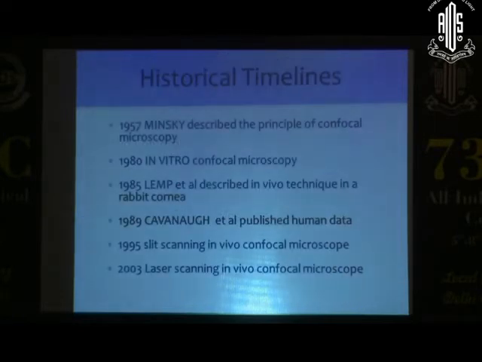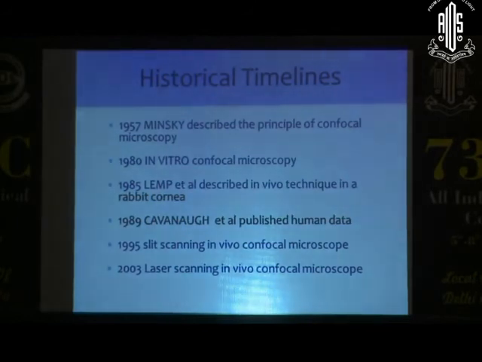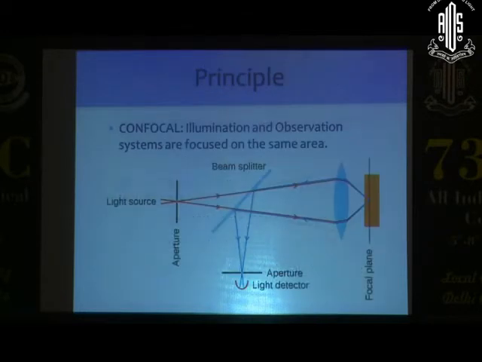So this interferes with what we are trying to see, and this is removed with a confocal microscope. Briefly, it was Minsky who described and patented the confocal microscope way back in 1957, and he used it to image the brain and to study neural networks of the living brain. The in vitro confocal microscope was established around 1980, and it was Lemp et al. who described the in vivo technique that we use in a rabbit cornea. In 1995, the slit scanning in vivo confocal microscope was introduced, and in 2003, the laser scanning, of which the HRT3 is the one that we use.